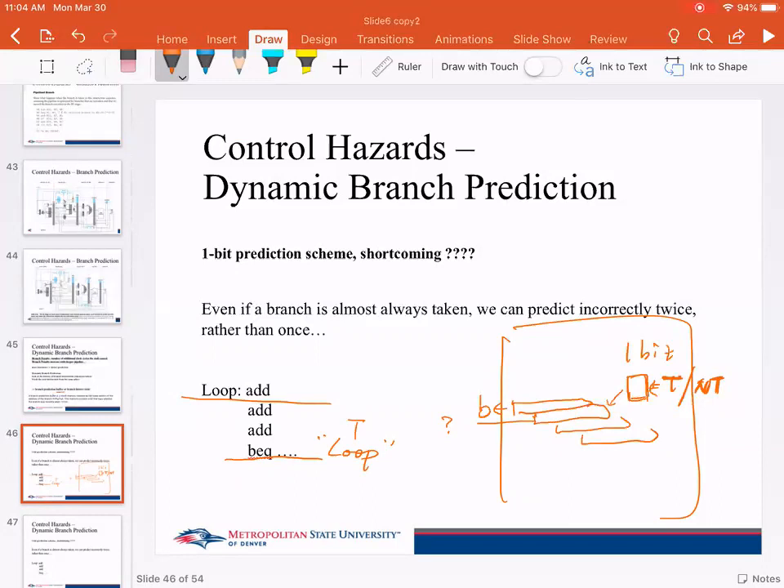If the branch is not taken, so suppose I call this AS1, and this is AS2, 3, 4, 5. So suppose the branch is not taken, then the next instruction that gets executed will be IS5, the instruction after the BEQ.